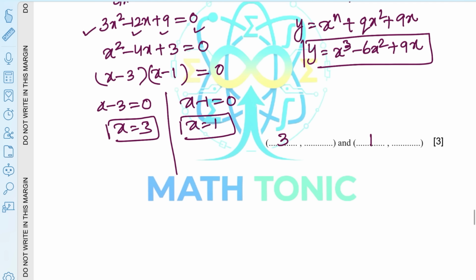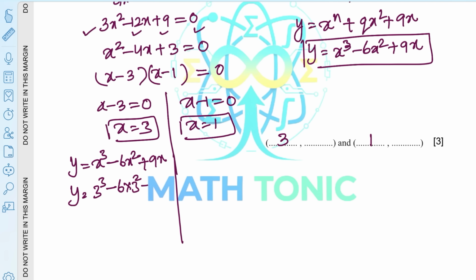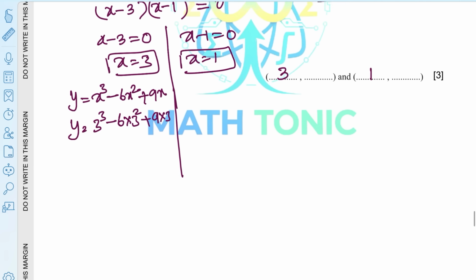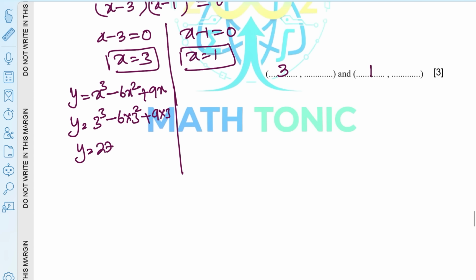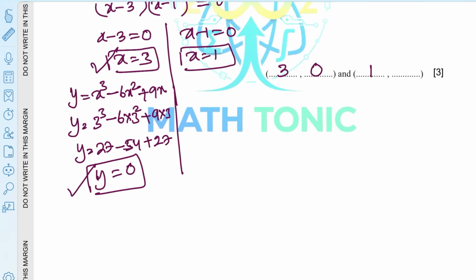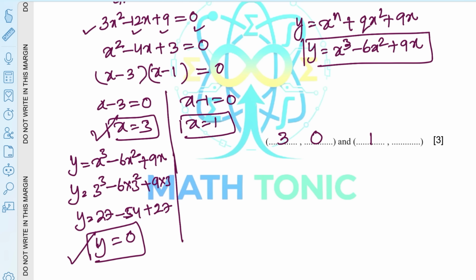Now to find the value of y in each case, put here, for example, y equals x cubed minus 6x squared plus 9x. So put x equals 3 here. So 3 cubed minus 6 times 3 squared plus 9 times 3. Is it okay? Now y equals 27 minus 54 plus 27. So this will be 54 minus 54, that is y equals 0. I am getting it. So x equals 3, y equals 0. So be careful what value of x you're getting and y you're getting. So don't get confused in that, okay?